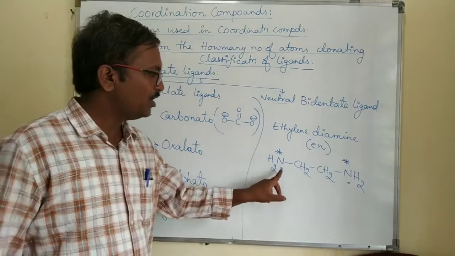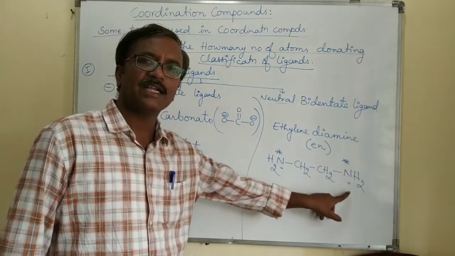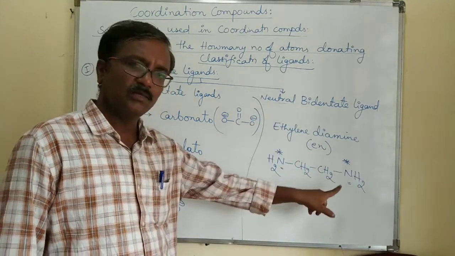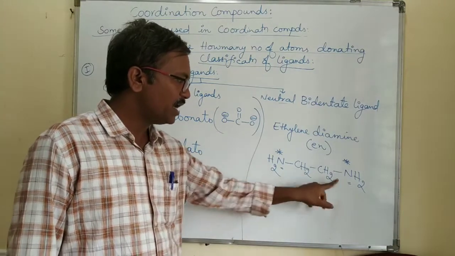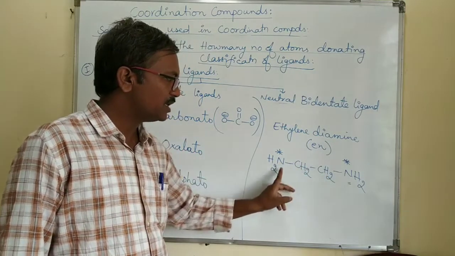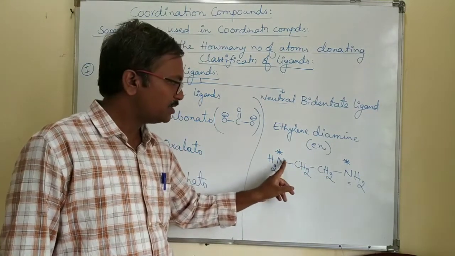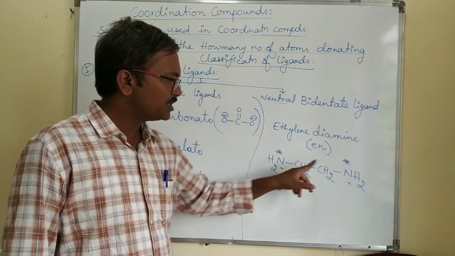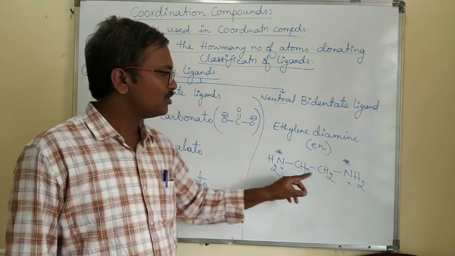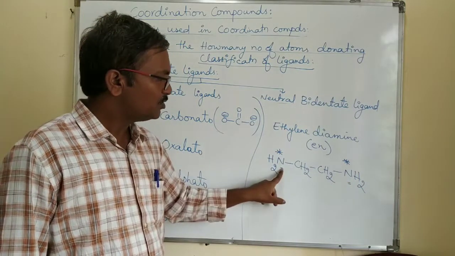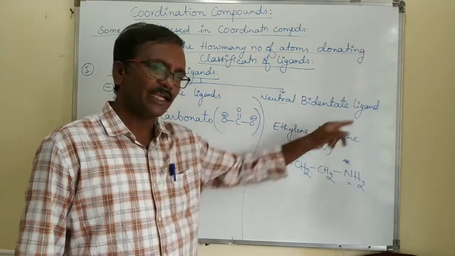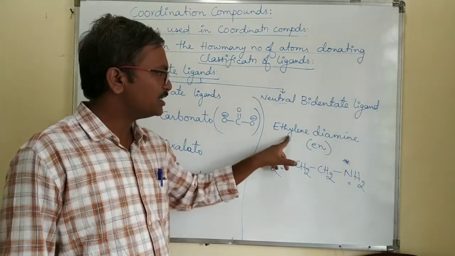So how many donating atoms? Two donating atoms. That's why it is a neutral bidentate ligand, ethylene diamine. So two carbons, two amines, diamine, ethylene diamine. This nitrogen is donating, this nitrogen is donating. There are no charges on the molecule, that's why it is neutral. Two atoms are donating, so it is bidentate. It is donating, that's why it is a ligand. Neutral bidentate ligand, ethylene diamine.